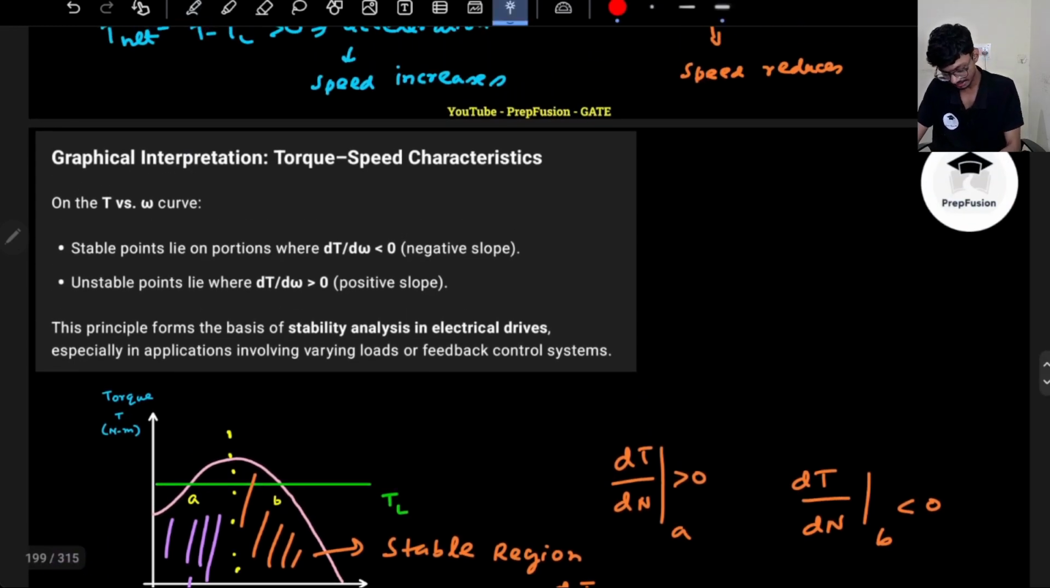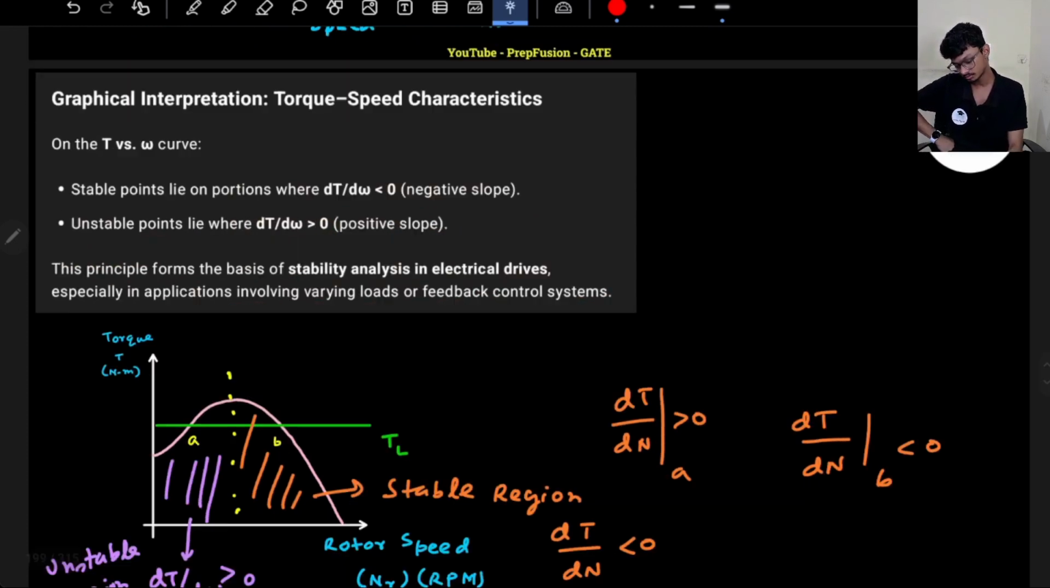So N or omega, both are proportional to each other. Stable points will lie where the slope is negative with respect to the torque, and unstable points will lie where the slope is positive. So this principle forms the basis of stability analysis in electrical drives. This is a very basic point.